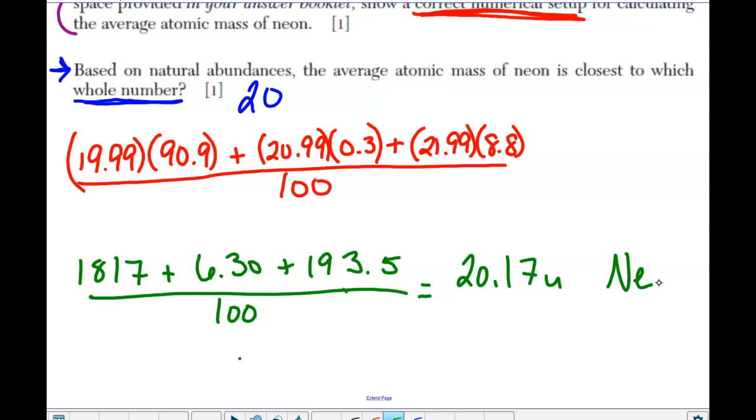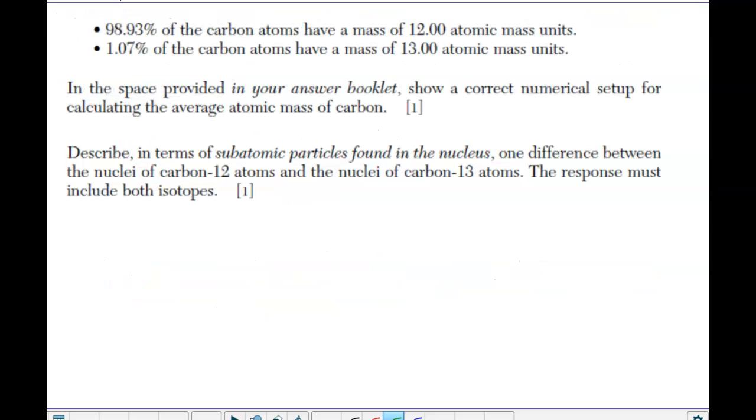All right, so when you solve this, even if you just need the correct numerical setup, I like to always solve it, and then I can check my answer because the average is on the periodic table. So you're never going to be asked just for the average because that's on the periodic table. Instead, you're going to be asked, what's the setup? All right, one more practice problem.